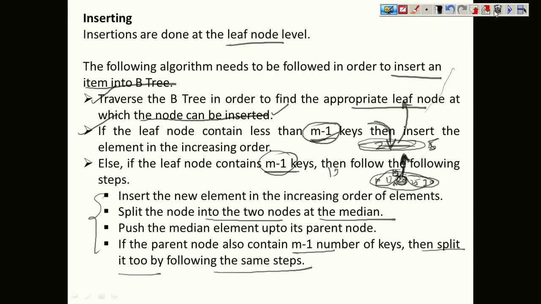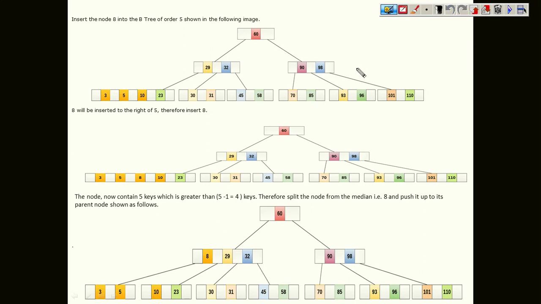So let us take one example to understand it better. You can see here a tree of order 5. When I say order 5, it means it can have a maximum of 5 children, and it can have 4 key values at any node, not more than 4. Here m, the order, is 5, and m by 2, taking the floor value, will be 2. So every node must have a minimum of 2 values. This is mandatory. Now we insert a node 8 into this B tree.